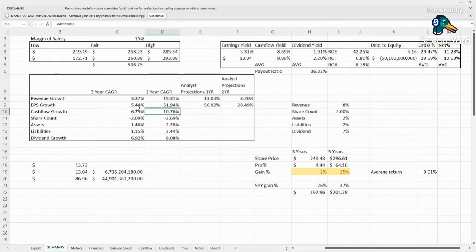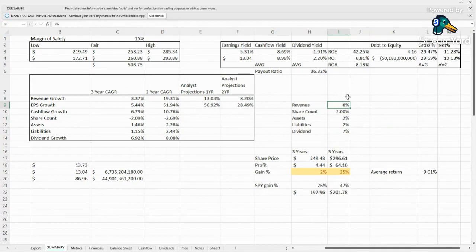Cash flow growth, 10.7% is really good over the last 2 years. Share count, they've been buying back 2.5%. Assets, they've been growing that about 2.25%. Liabilities, just shy of 2.5%. And then dividend, they've been growing it, let's say 7-8%.